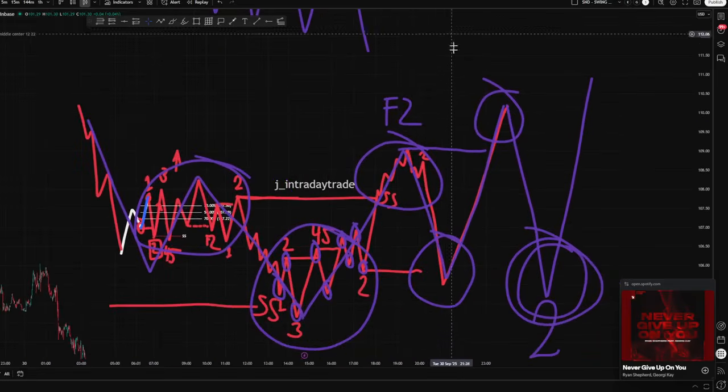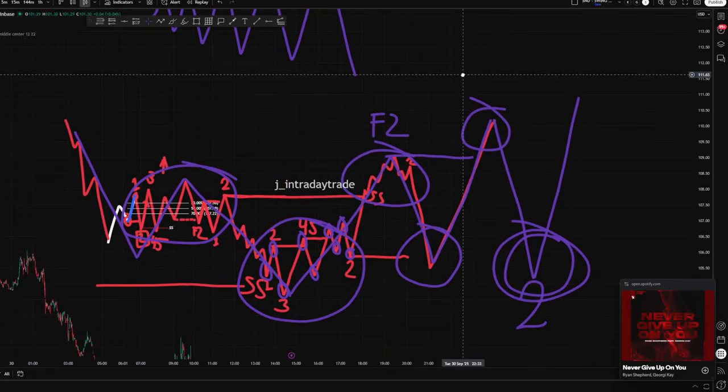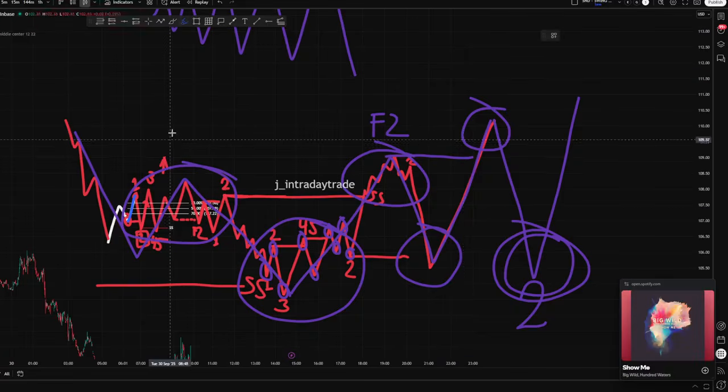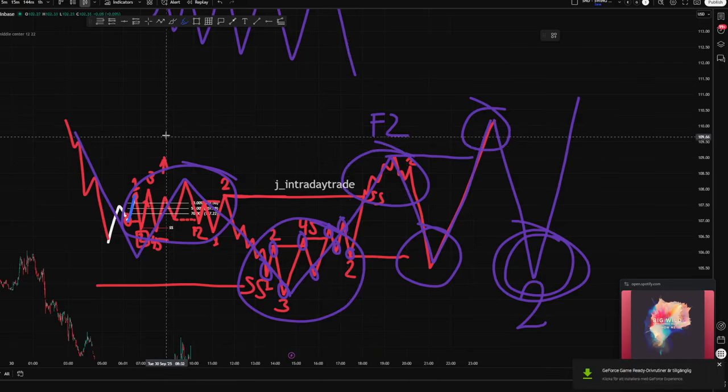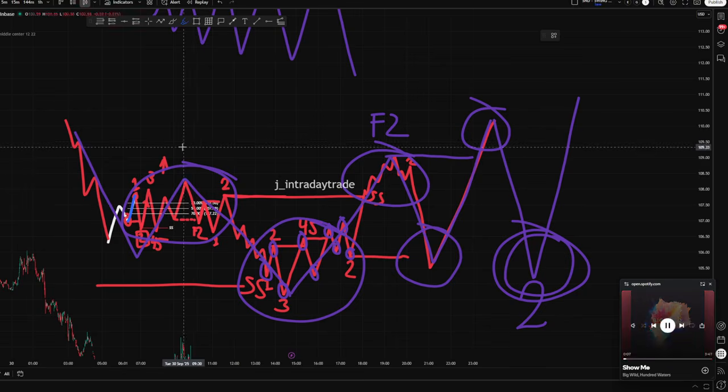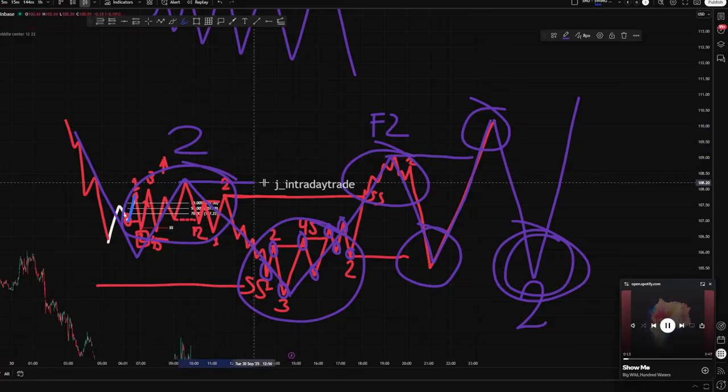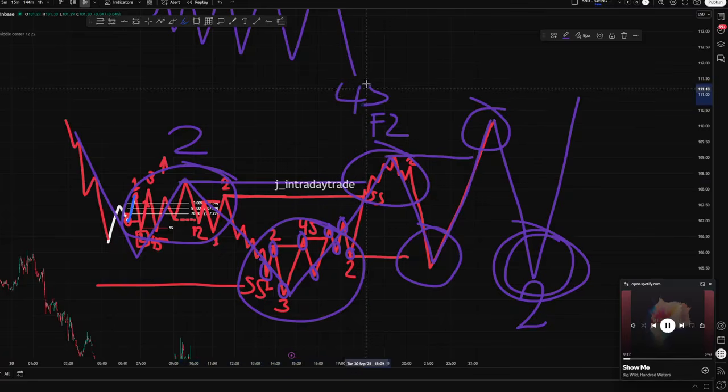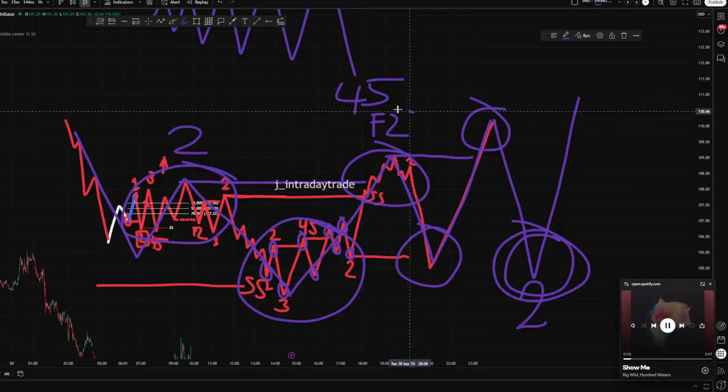Because you might see this as a fail 2 right here, right? But in this instance, that's a fail 2, right? But what you have right in front of you up top here is now a 2, for example. What just happened now? That's the form of 5, which is also a 2 on the higher time frame.